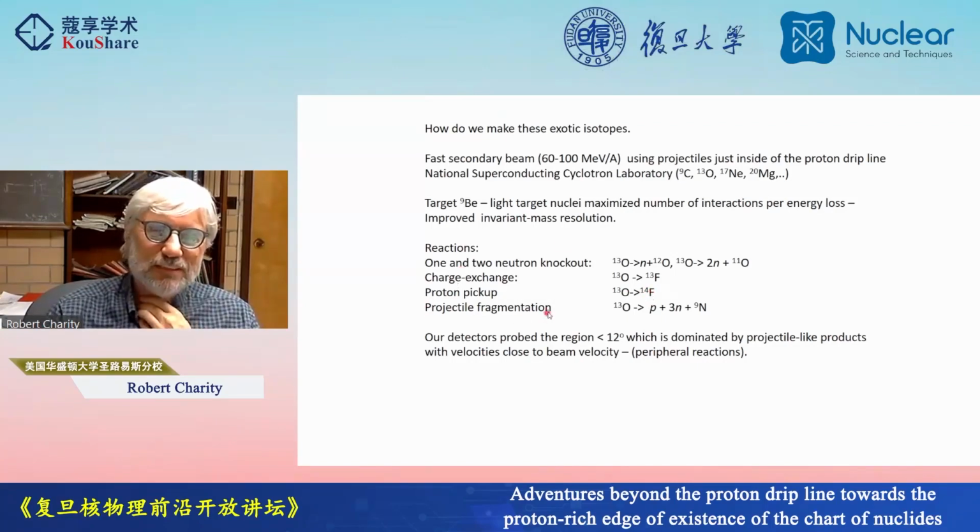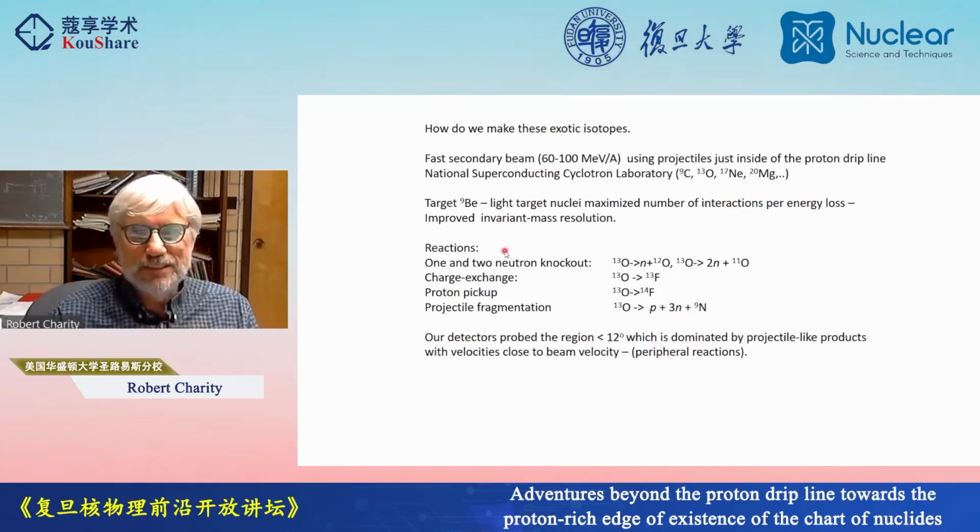And we're starting to look at more fragmented channels. So, for example, if you really fragment oxygen-13, you can end up with some strange things. In this case, say you remove a proton and 3 neutrons from oxygen-13, you end up with nitrogen-9, and we can see nitrogen-9. I'll show that as well.